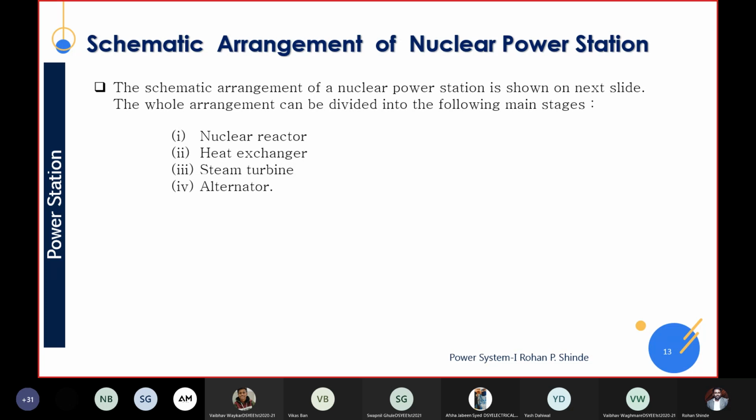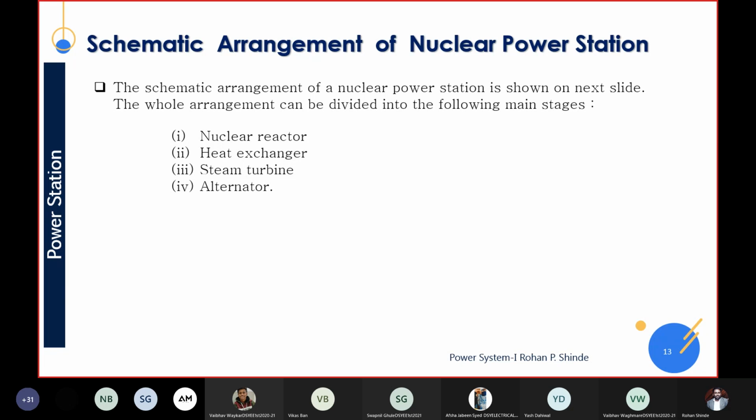So first stage is nuclear reactor, where nuclear fission happens, right? Due to this nuclear fission, heat is produced. Now this heat energy has to be exchanged to the water, right? For that purpose, heat exchanger equipments are there, right? Now in that heat exchanger equipment, heat is exchanged so that water gets converted into steam.